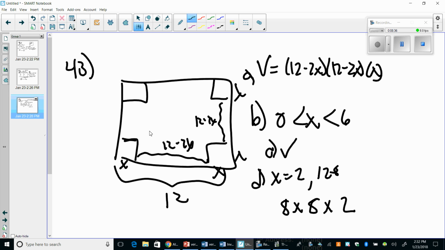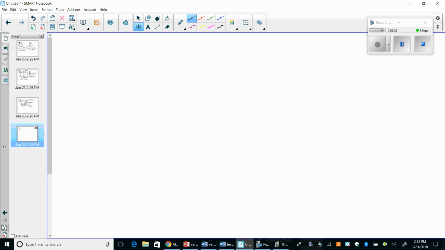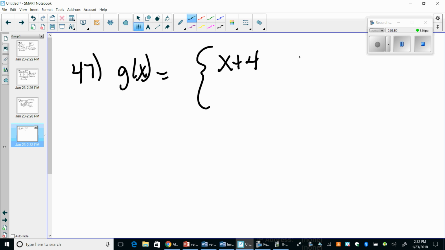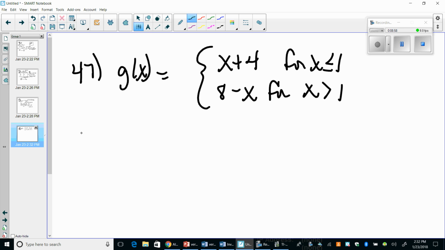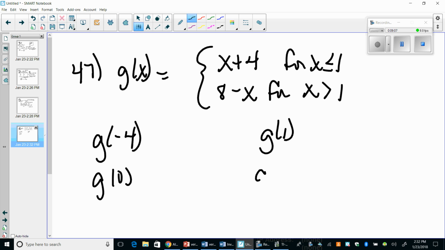And then finally, problem 47. That's a piecewise function. It's not a word problem, but I'll go ahead and do it. They give you just 2 different equations. You're going to use x plus 4 if the x value that you're plugging in is less than or equal to 1. And you're going to use 8 minus x if the x value you're plugging in is greater than 1. They want you to find g of negative 4, g of 0, g of 1, and g of 3.